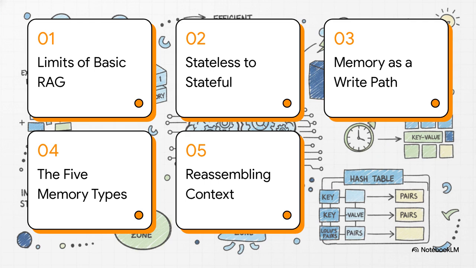We're going to cover: 1. The limits of basic RAG. 2. The shift from stateless to stateful. 3. Redefining memory as a write path. 4. The 5 memory types. And 5. How to efficiently reassemble context on every turn.